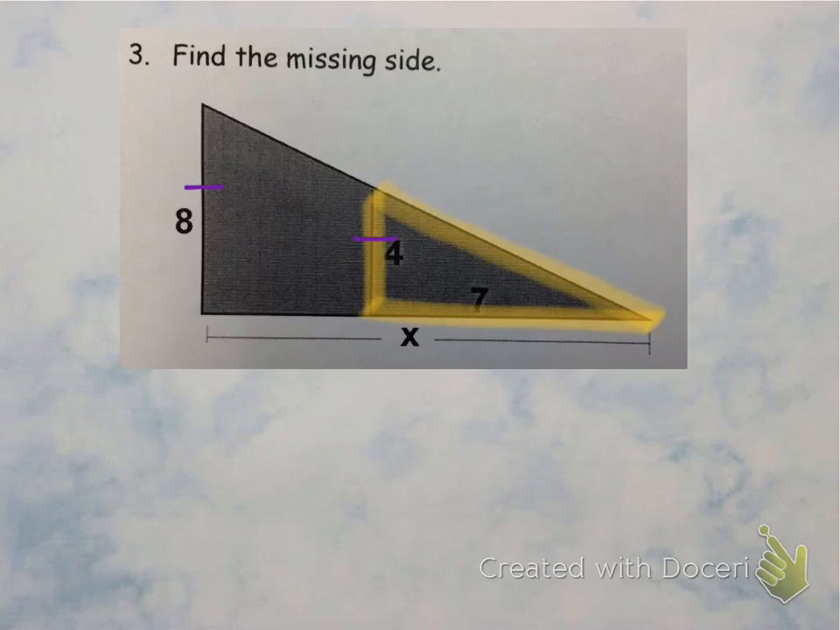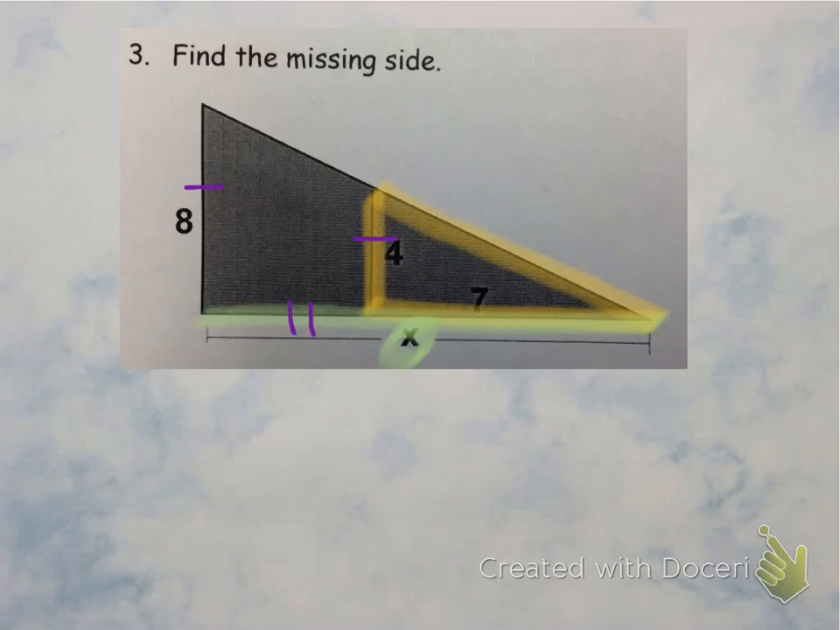Our big triangle is going to have a long side, and this is represented by the X. So here is our long side, our second hash mark.